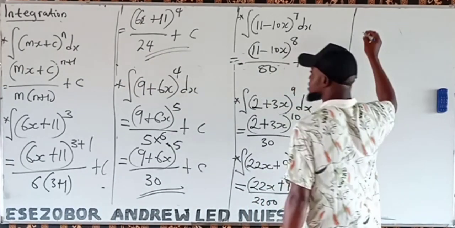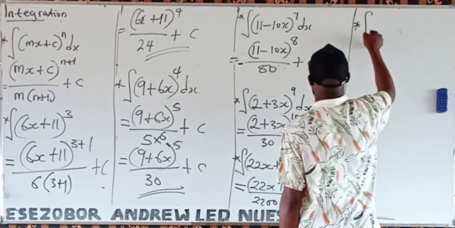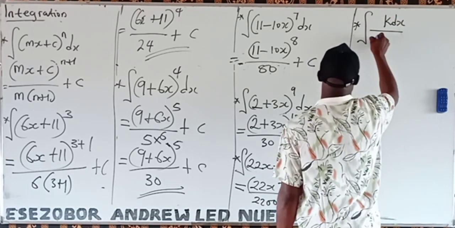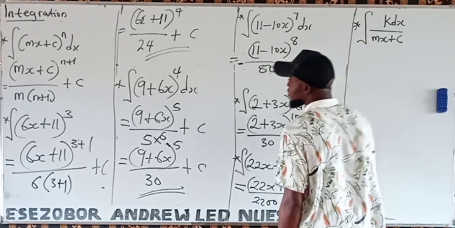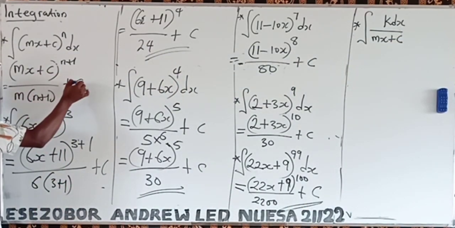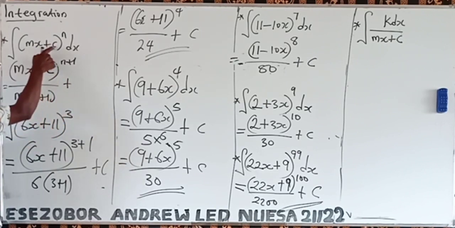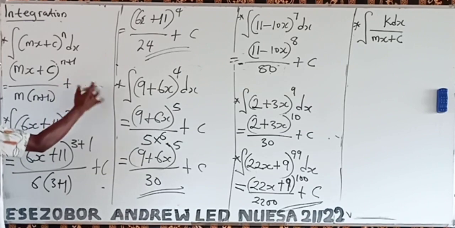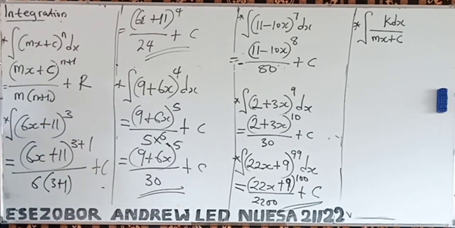Now let's look at integration of these types. Integral k dx over mx plus c. You take note: this c here and this c here are not the same. This c is a constant from the question, while this other c is the integration constant. In some textbooks we put an arrow here and an arrow there. This arrow is the integration constant, and this one is the constant from the question.